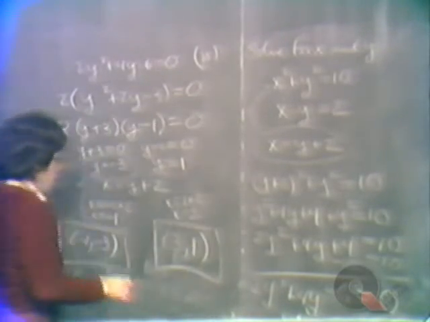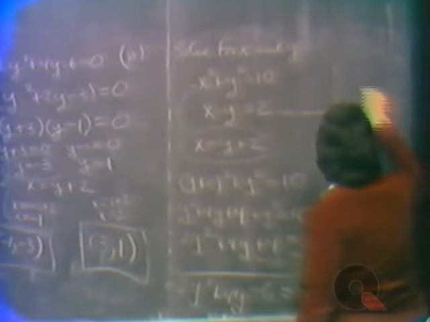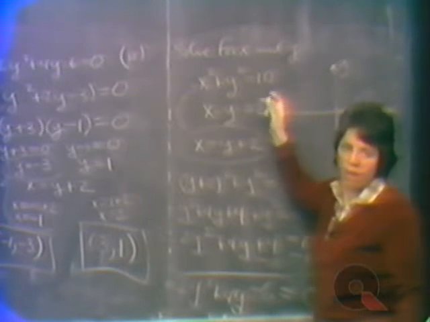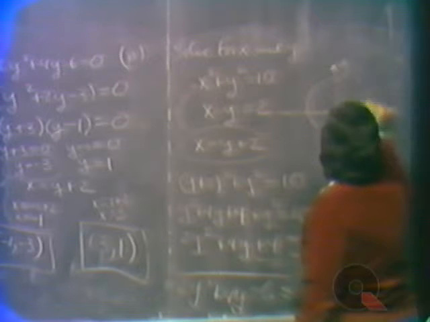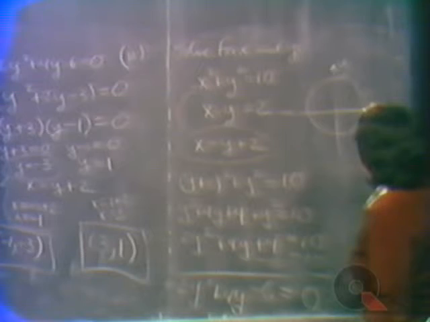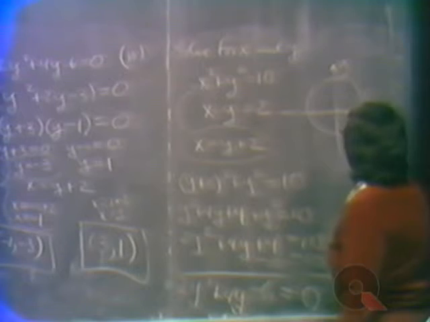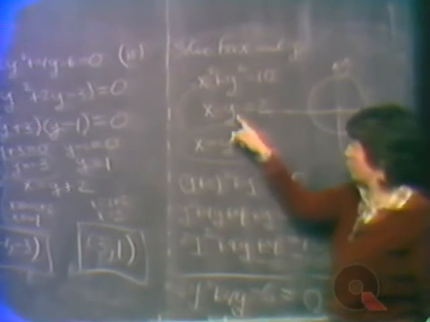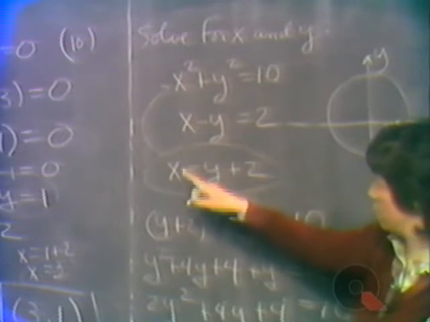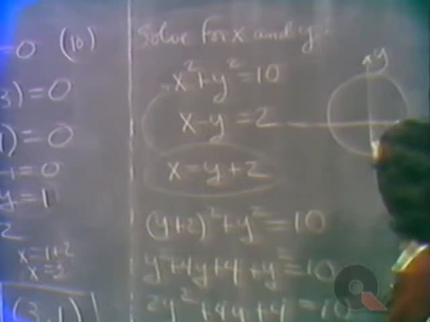We have two solutions. I just want to show you the geometry of this problem for a moment. What we had here was the equation of a circle with radius the square root of 10, which is a little over 3. And here is a line: when y equals 0, x equals 2, and if x equals 0, y equals minus 2.